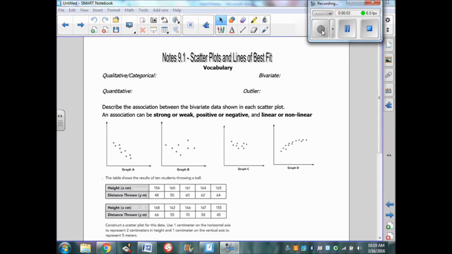Notes 9.1, scatter plots and lines of best fit. So this is our 9th chapter on statistics. And with statistics, there comes a lot of vocab words. So we've got 4 to start out with here.